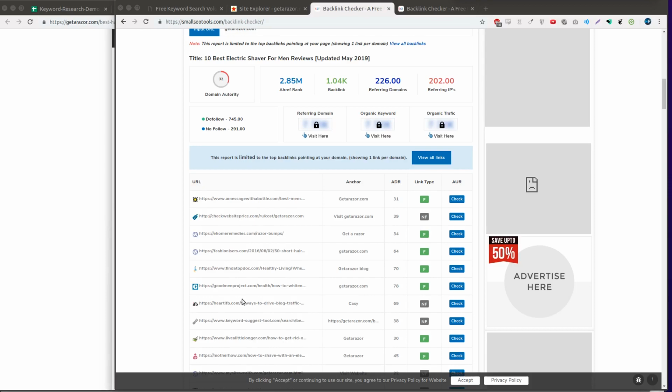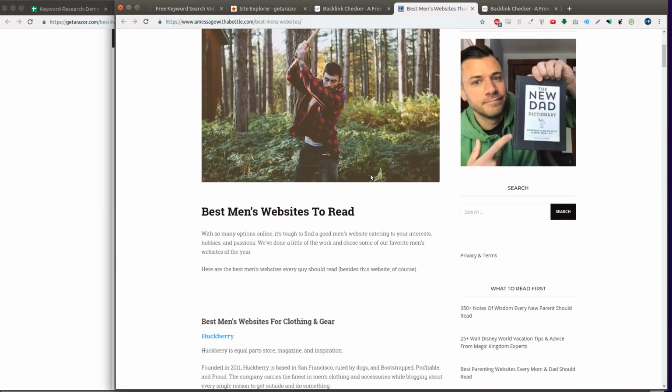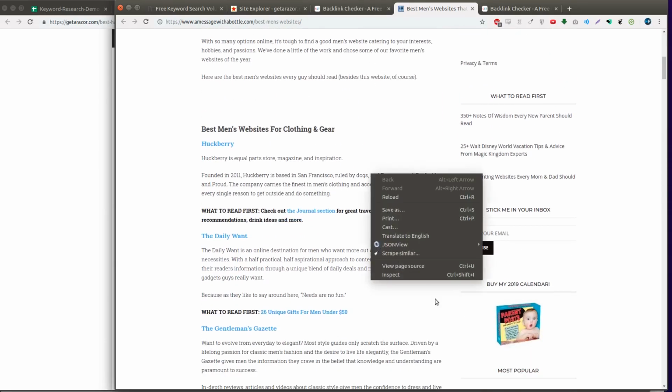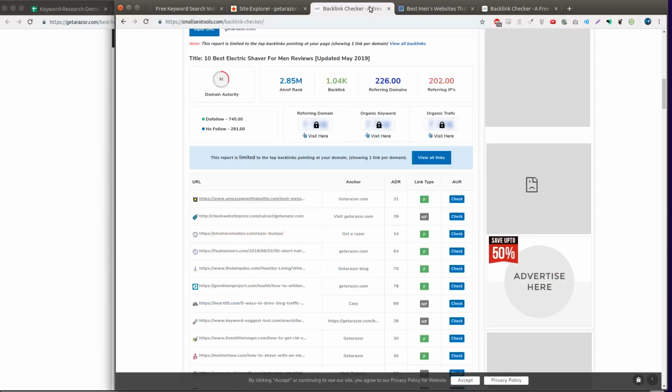So we got a bunch of numbers here, but don't worry about those too much. We're going to start with this top one here and just check this out and see what this looks like. So this is theoretically the top link pointed at this domain. Now this site looks a little shitty, but let's see if we can find where the actual link is. What is the site called? Get a Razor. Oh, it is called Get a Razor.